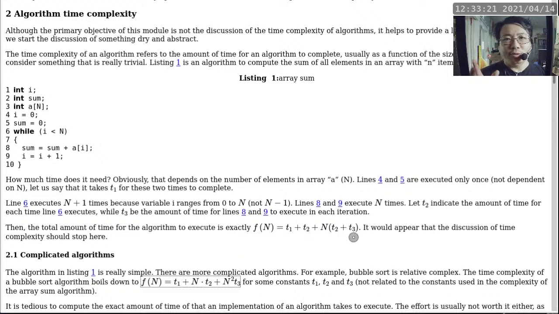Which means if you can empirically measure T1, T2, and also T3, f of n will give you the exact amount of time that it's going to take for this algorithm to finish, given that you know how large the array is, which is uppercase N. All right. So are there any questions about how this f of n is the actual amount of time that it's going to take to complete this particular algorithm?